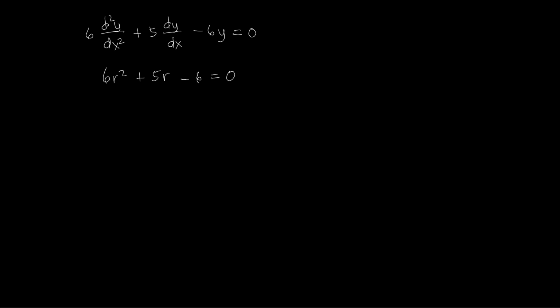To find out if it is real, we have b is 5 squared minus 4 times a which is 6, c which is negative 6. Clearly it is positive. So meaning two real roots, so we can use factoring.